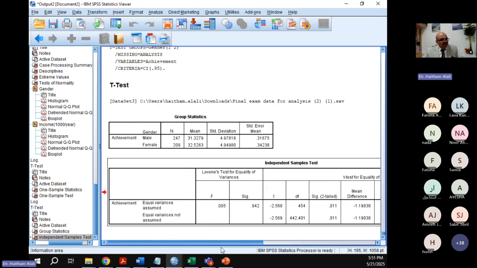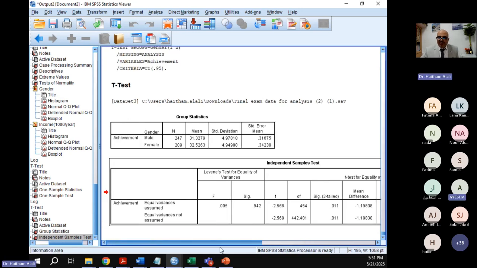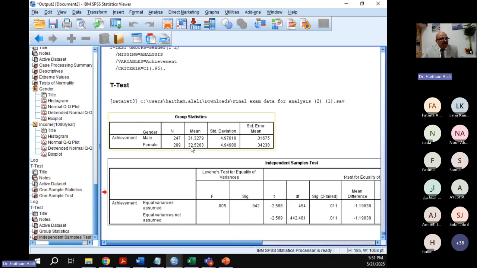That means there is a difference. The female students may be better than the male students, right? And check the mean, and you find the mean of the female is higher than the male. The male is only 31 in their achievement, but the female is 32, which is higher. So female is better. Okay guys.